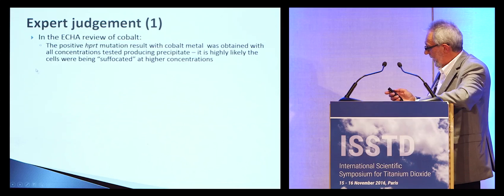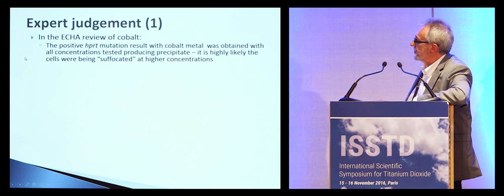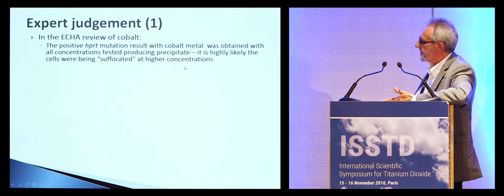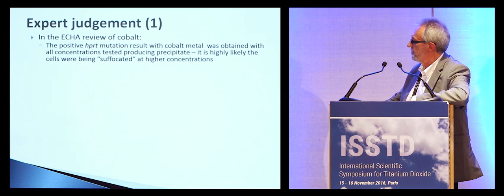So in the ECHA review of cobalt, there was a positive HPRT mutation result in mammalian cells with cobalt metal powder. All of the concentrations that were tested gave precipitate. And so it is highly likely that the cells were being stressed because they were being suffocated at higher concentrations. As was discussed yesterday, it impairs gas exchange, nutrient uptake, etc.